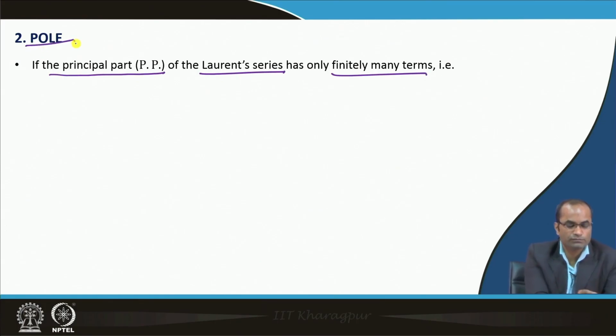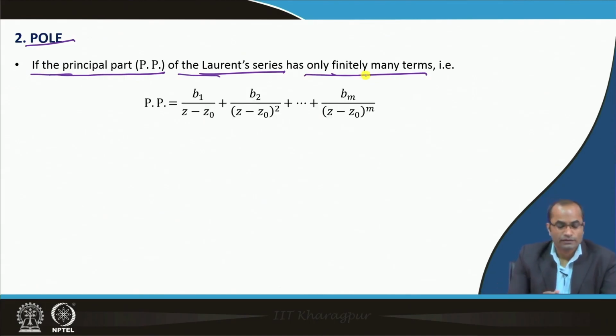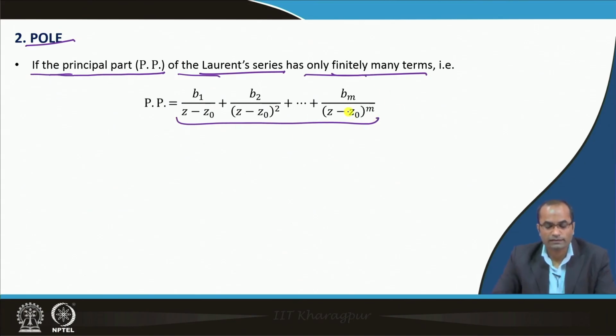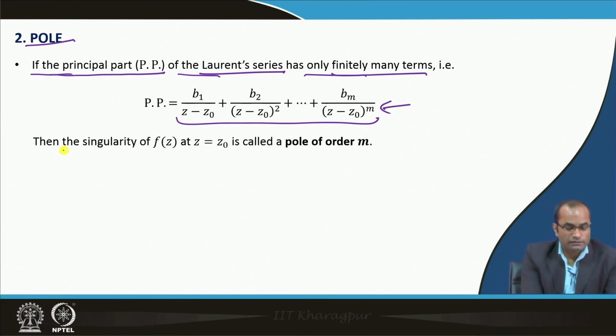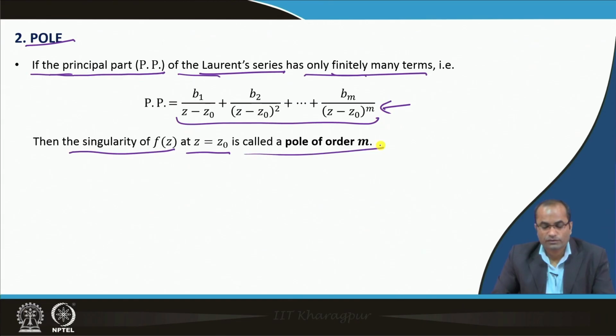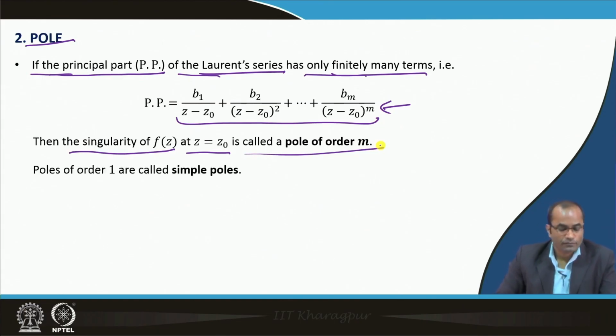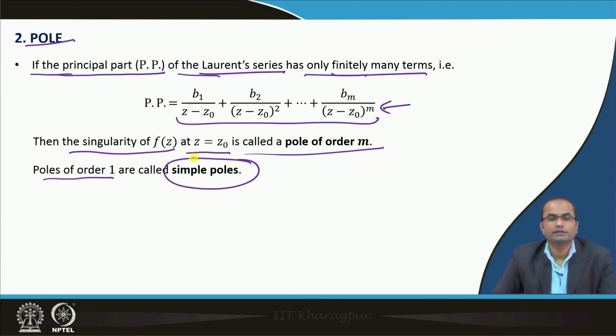So, let us discuss this pole. If the principal part of this Laurent series has only finitely many terms, that means the situation in the principal part is somewhere like this: you have these finitely many terms b_1 over (z minus z_0), b_2 the coefficient of the second order term, and so on, we have these m terms. So, in this case the singularity of f(z) at z equal to z_0 is called the pole. It is a pole of order m, and the poles of order 1 are called simple poles. So, another classification, if we use simple pole, that means it is a pole of order 1.